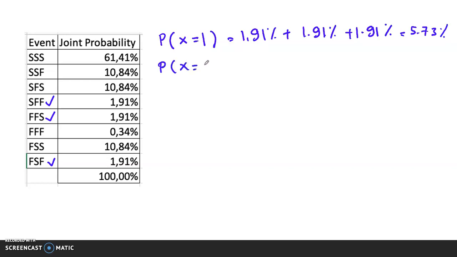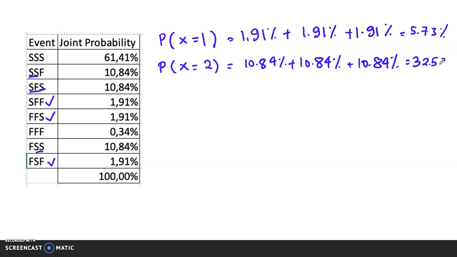P(x equals 2) is the one that has 2 success events. You have this, this, and this. So 10.84 times 3, because you have 10.84% plus 10.84% plus 10.84% equals 32.52%.